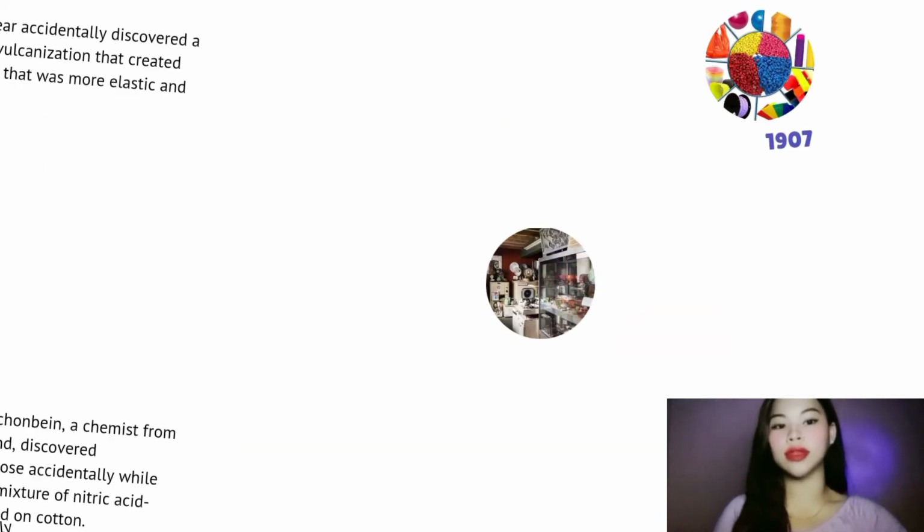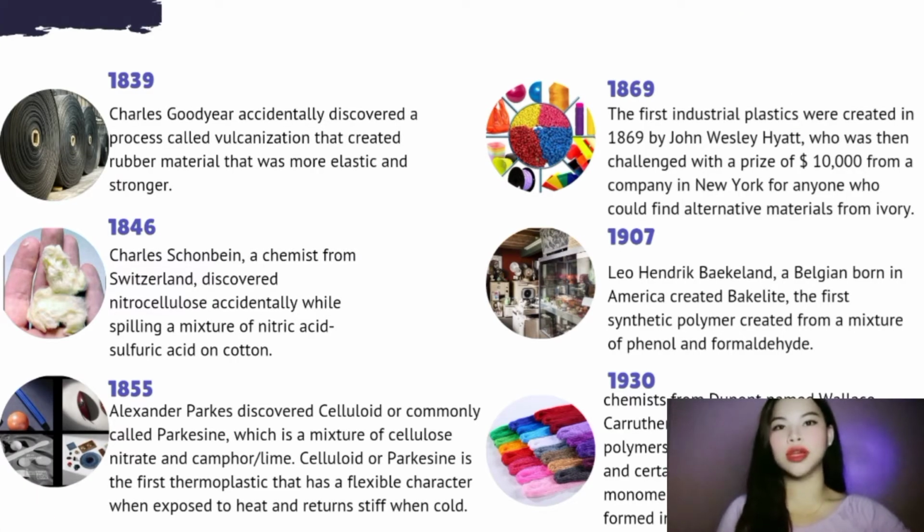So let's go to 1839, where Charles Goodyear accidentally discovered a process called vulcanization. The best example of vulcanization is the wheel of a car and the rubber band, because it has rubber material that is more elastic and stronger. Now in 1846, Christian Schönbein, a chemist from Switzerland, accidentally discovered nitrocellulose while spilling a mixture of nitric acid and sulfuric acid on cotton. You can see that in a picture in our presentation.